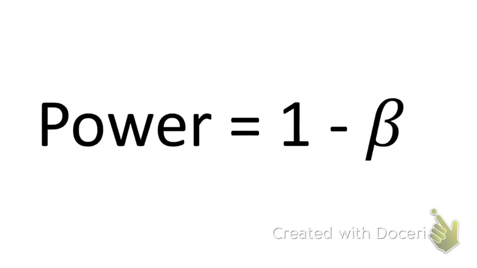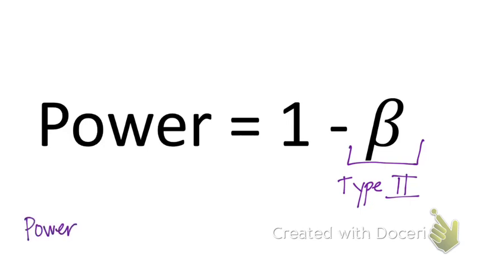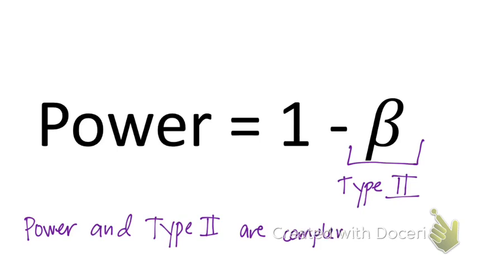Wait. Can we go back to this? What is beta? Something we learned from last class. What kind of error is beta? Type 2. So that means that power and type 2 error are complements, meaning they add up to 1.